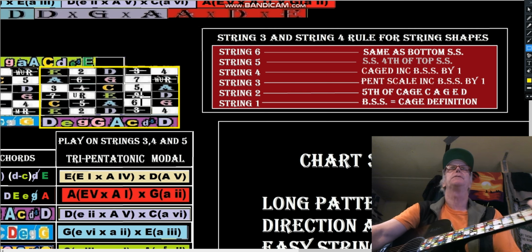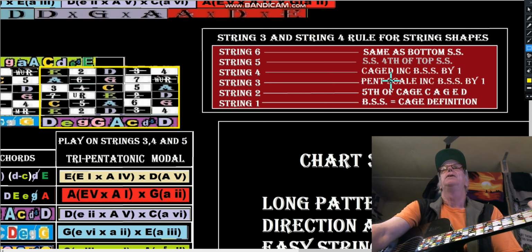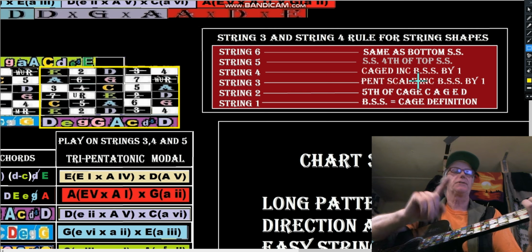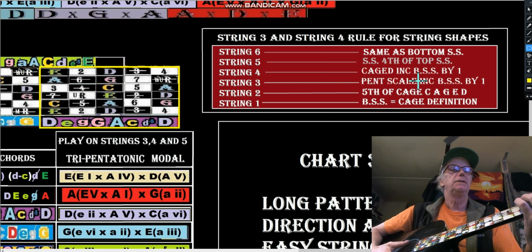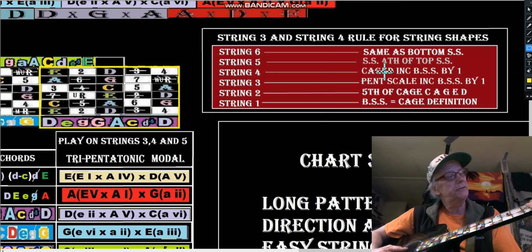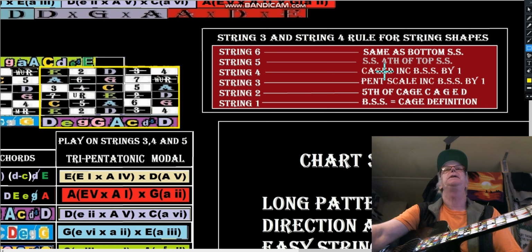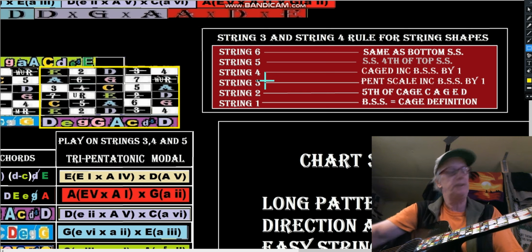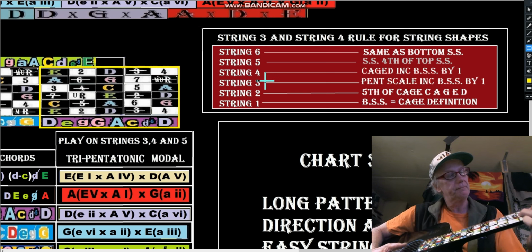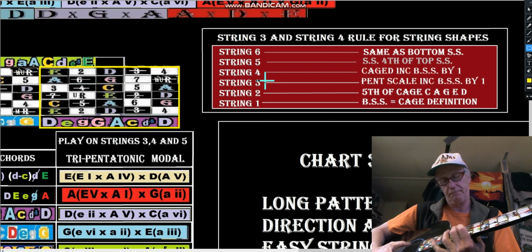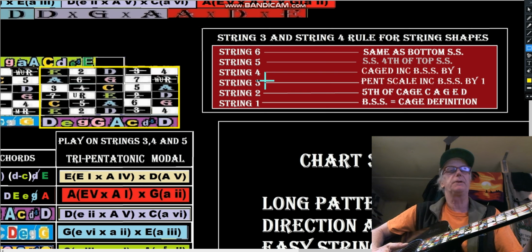Okay, so let's make sure we got that right. Pentatonic scale from D is not the C string shape. That's the cage increase. That'll be string 4. Cage increase will be string 4. It's going to be the pentatonic scale increase. So from D we go to the E string shape. Right there again, our E string shape there.